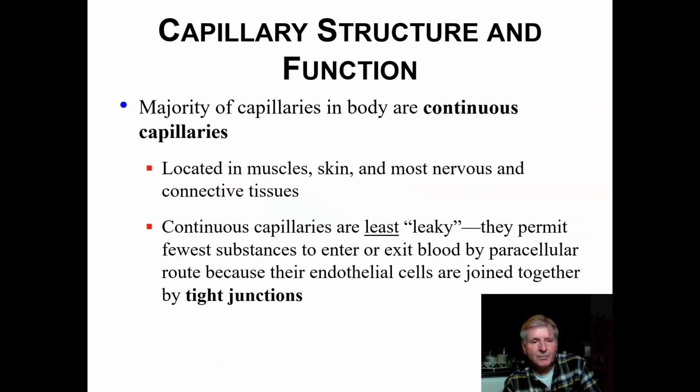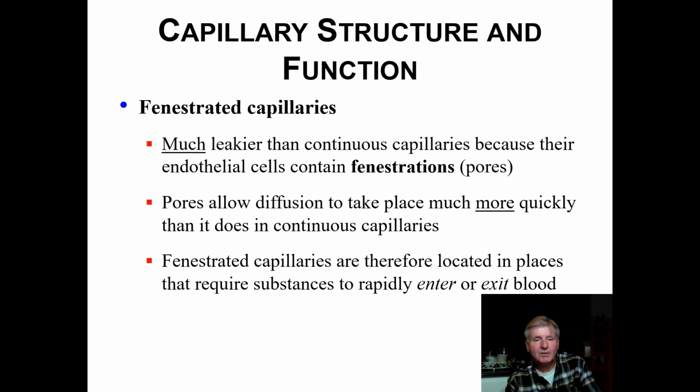So continuous capillaries, in the muscle, skin, nervous, and connective tissues, are the least leaky because they have a lot of tight junctions, where you have fewer substances entering or exiting the blood by paracellular routes. Then you have the fenestrated, which are intermediate, okay, like in the kidneys. These are going to be located in places that require substances to rapidly enter or exit the blood.